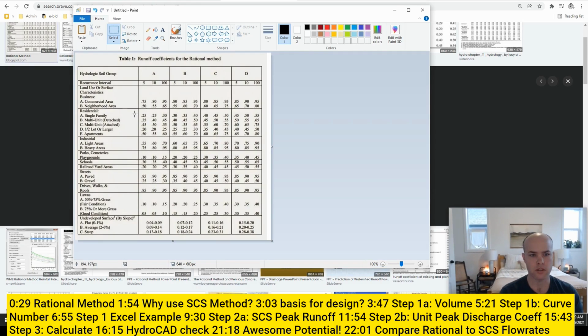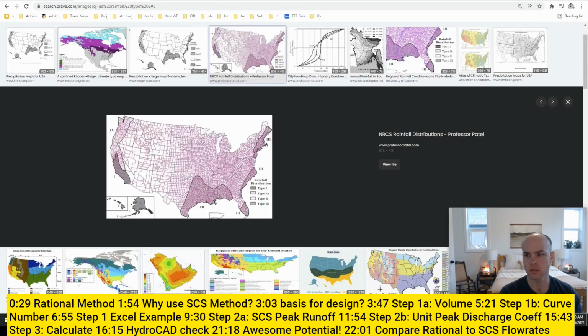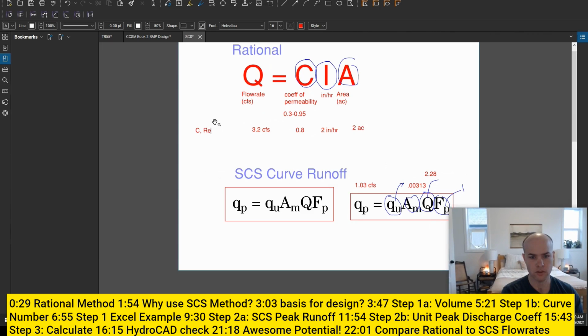So here are some C values for the rational method. Let's look at a couple examples. We'll do one for single family of the type C soil, and then we'll do one for a paved street. I guess it doesn't really matter, 0.95. So 0.5 for single family residential type C soil. Let's just compare those. C residential, and then we'll just do paved street.